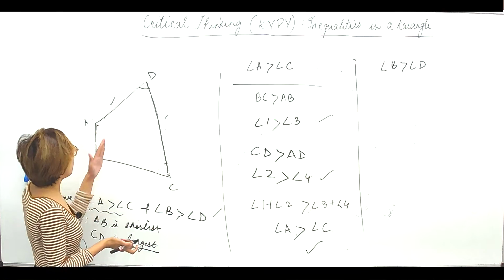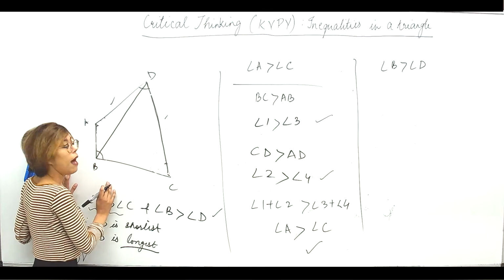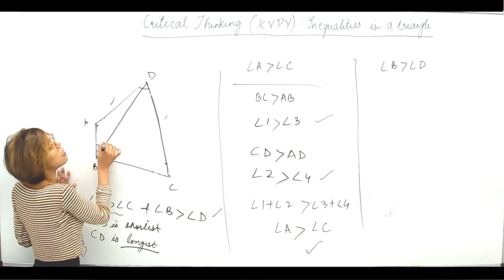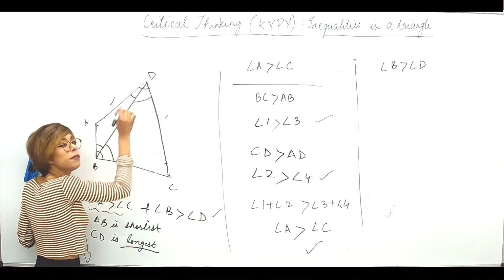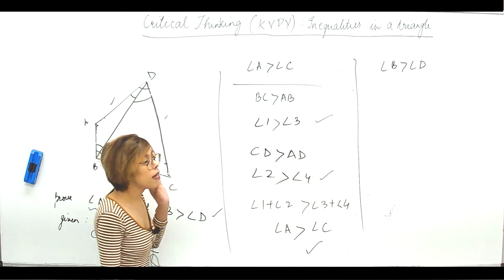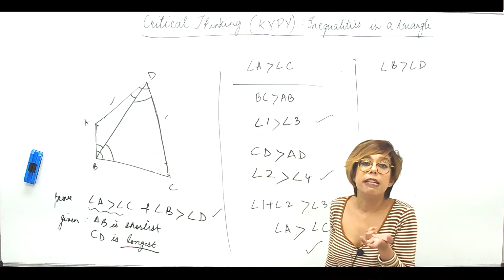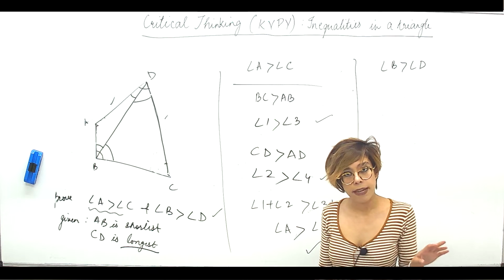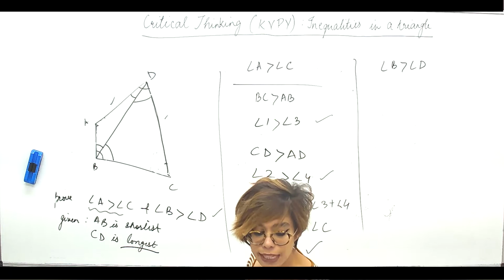So if I want to involve these two, what I'll do is I'll join BD. Again, I'll prove that this angle is greater than this angle and this angle is greater than this angle. Right? On same lines, you'll be able to prove it. Obviously, I won't do it because you will complete it on your own. Right? So let's move on to the next one.